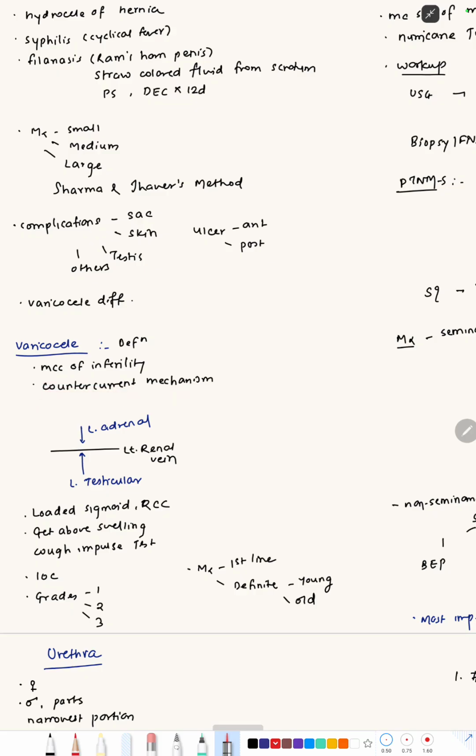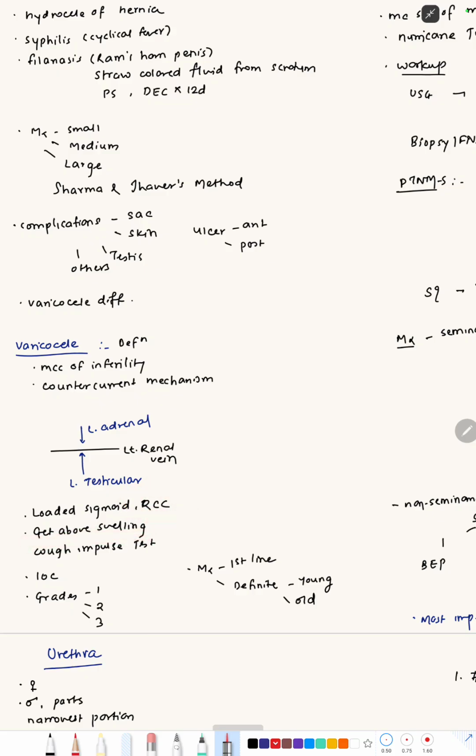Now, the causes, the varicocele is most commonly seen in the left testis because first is this left renal vein, it drains into the left testicular vein, it drains into the left renal vein. Another thing is that opposite to it, there is a left adrenal vein, and this left adrenal vein, it consists of reticular veins that can lead to vasoconstriction. So again, chances of varicocele increase. Similarly, the loaded sigmoid, this is the most common cause of varicocele and renal cell carcinoma.